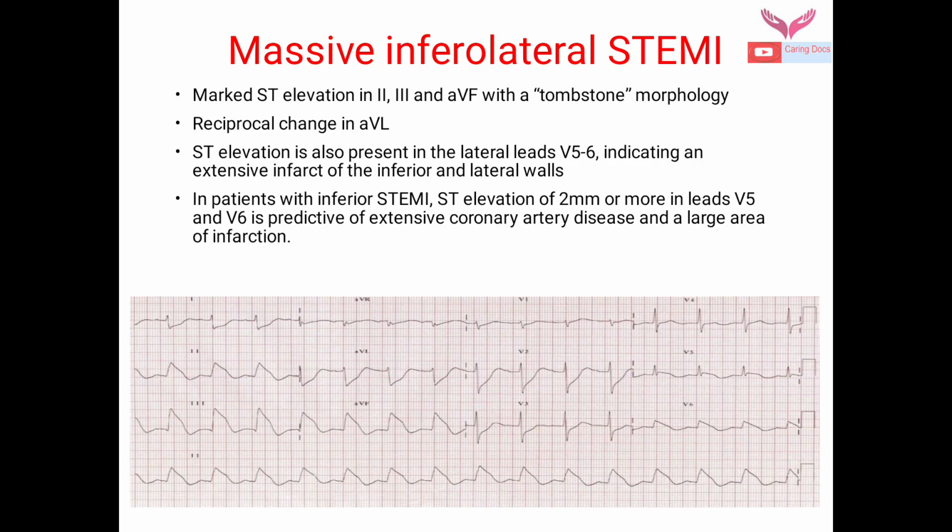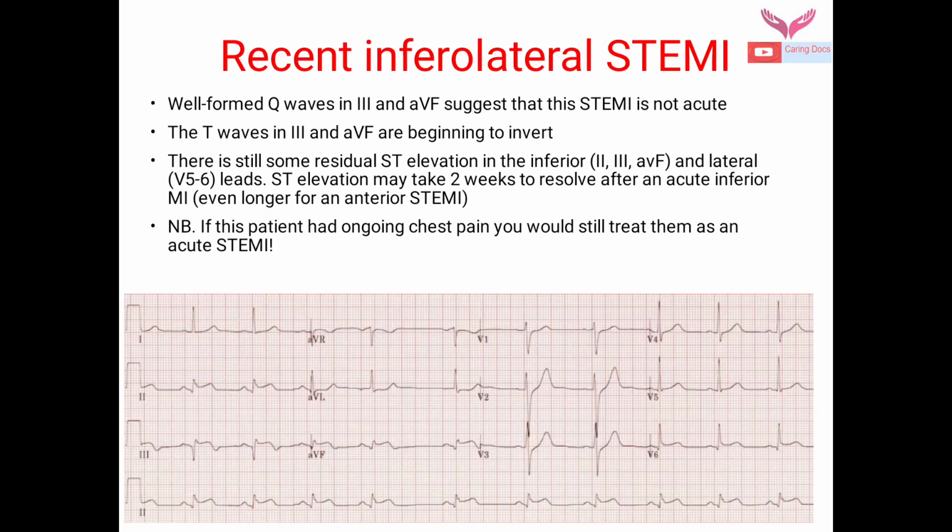Here we can see massive inferior ST elevation MI. Marked ST elevation in leads 2, 3 and aVF with tombstone morphology is seen. Reciprocal changes in the aVL are also present. ST elevation is also present in the lateral leads like V5, V6, indicating an extensive infarct of the inferior and the lateral walls. In a patient with inferior ST elevation MI, ST elevation of 2 mm or more in leads V5 and V6 is predictive of extensive coronary artery disease and a large area of infarction.